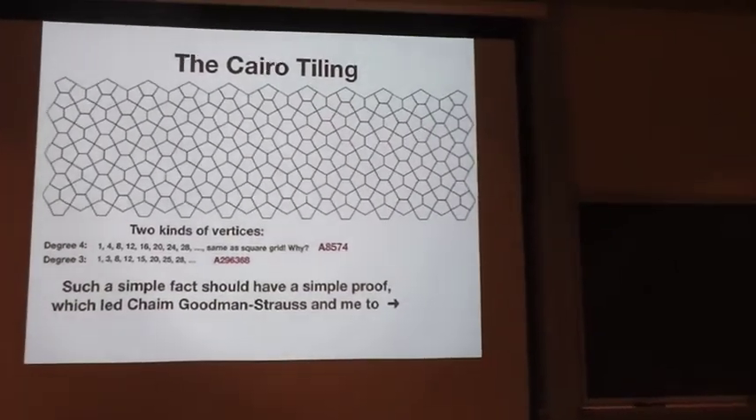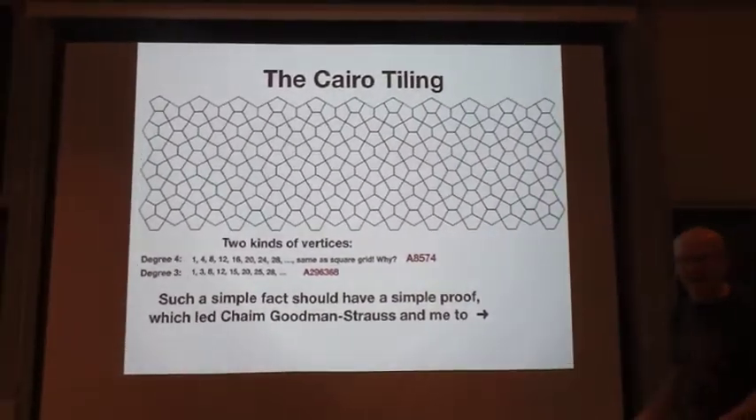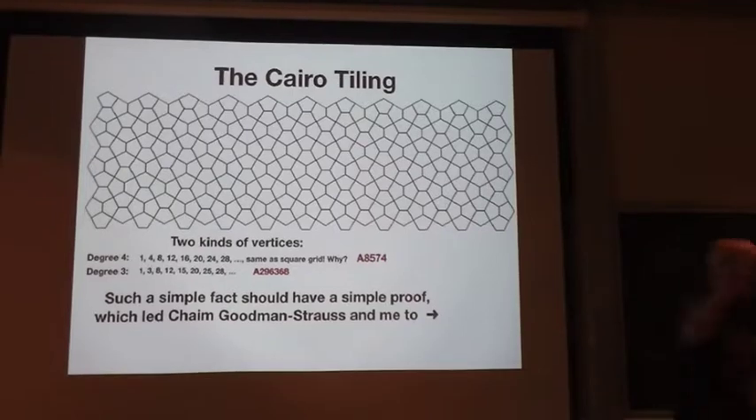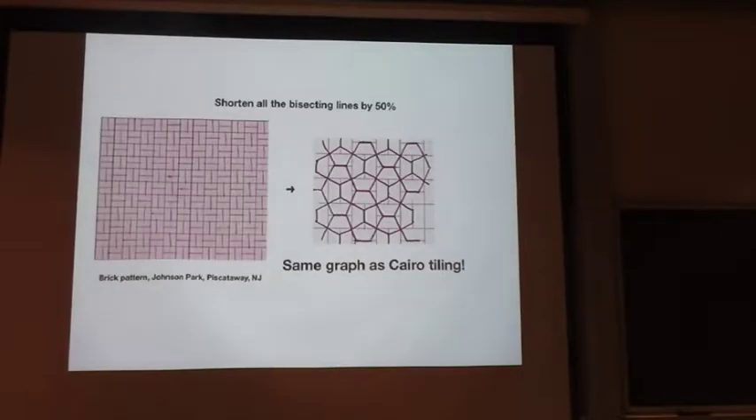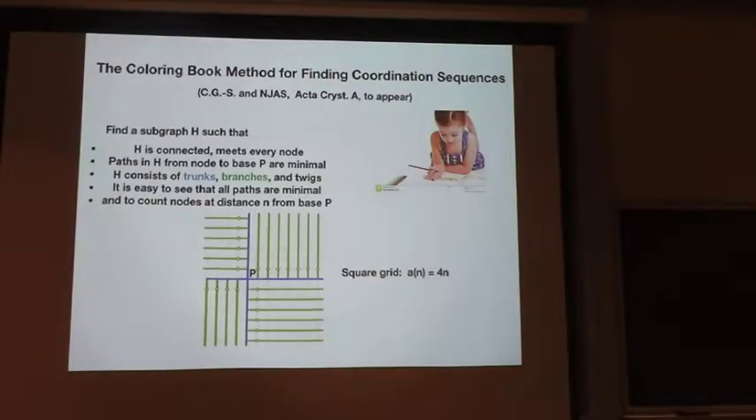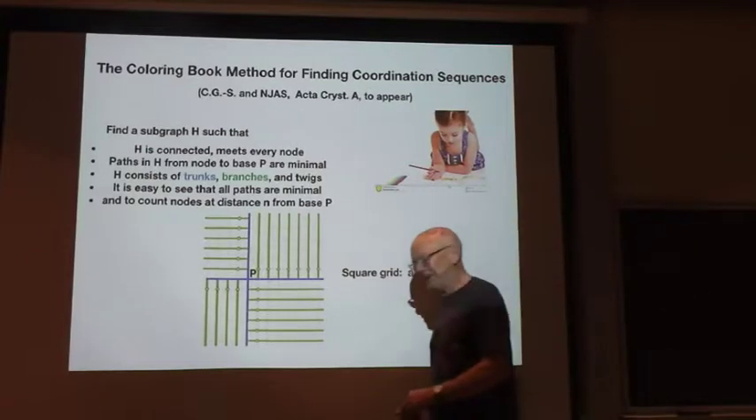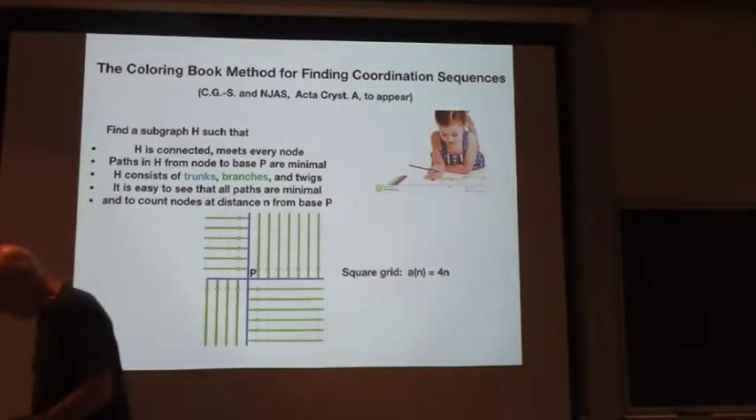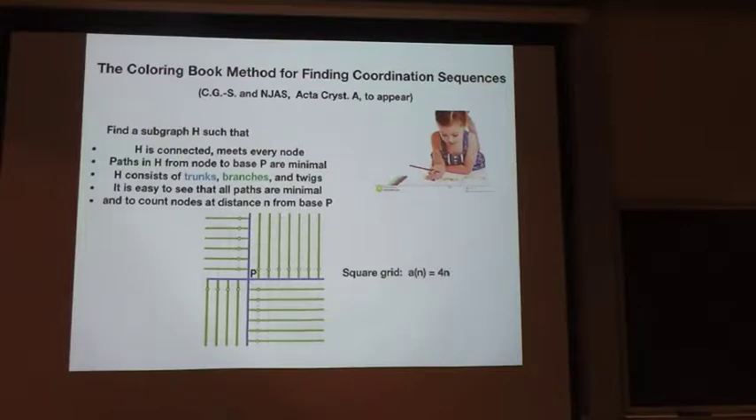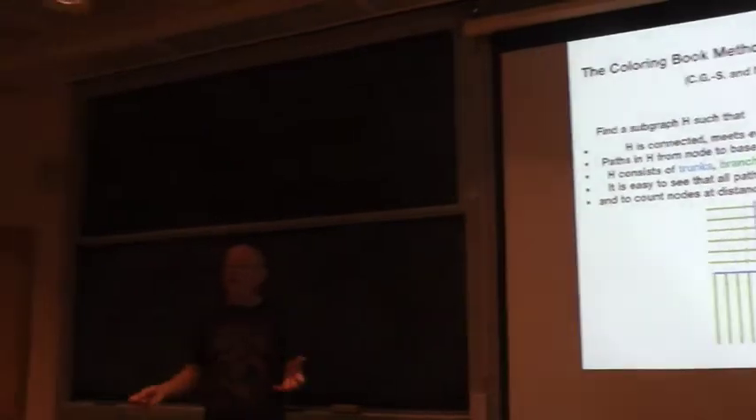Right. So we said this is a very simple fact. It ought to have a simple proof. So we came up with a simple proof. We started out calling this a child's coloring book approach to finding coordination sequences. And we used this, by the way, to prove the conjectured formula for the one on the postcard and for a bunch of other conjectures in the OEIS. And it's very easy to use.